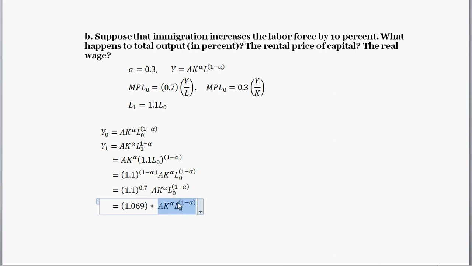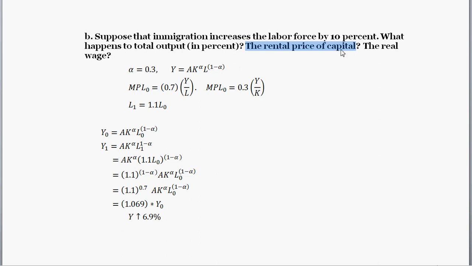And then this portion right here is just old production. So I'm just substituting that in. So given the new increase in labor, our new output is just old output increased by 6.9%. So output is up by 6.9%. Good job.